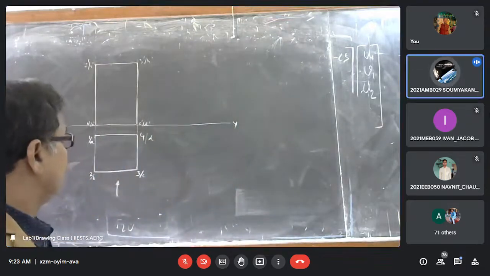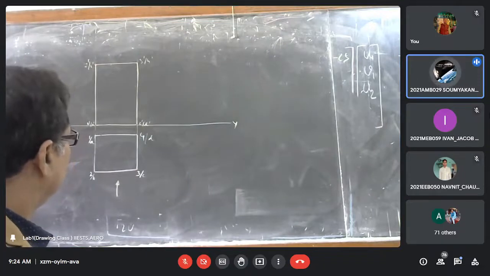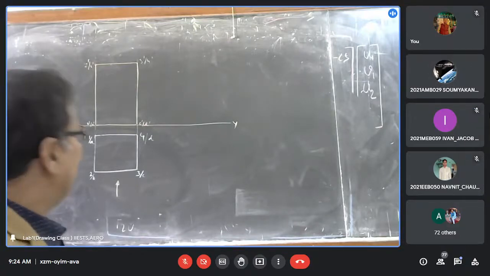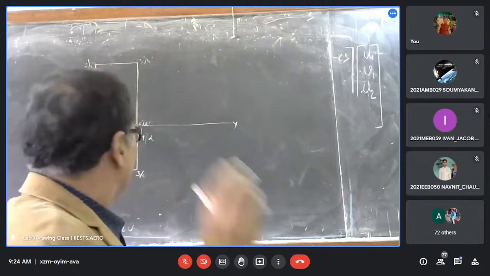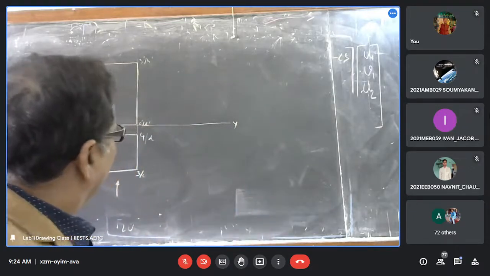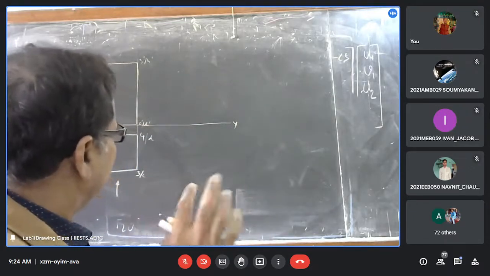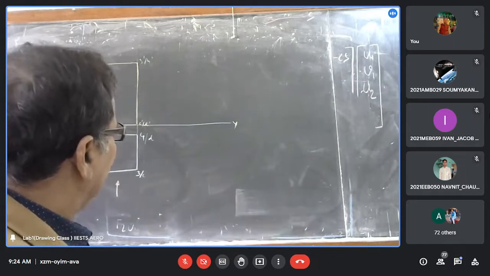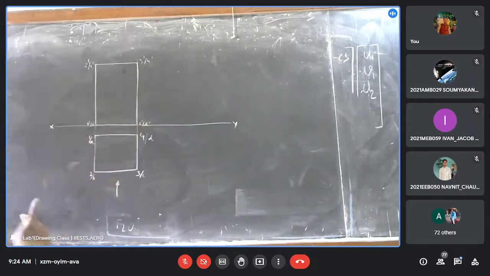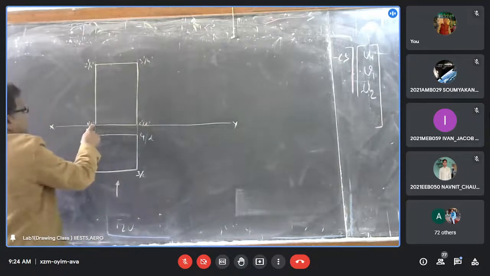Sir, from B dash to A dash we draw a straight line, and by using a compass we draw the curve, and by using the angle. Now our question is, which edge do we consider to be resting on the horizontal plane? It may be C dash D dash or maybe B dash A dash.